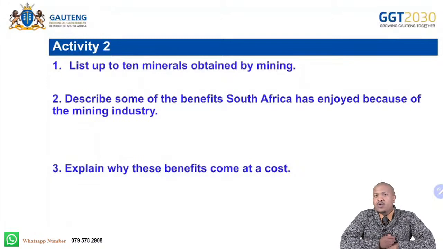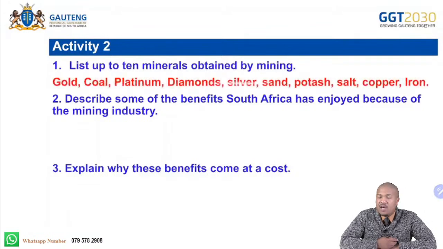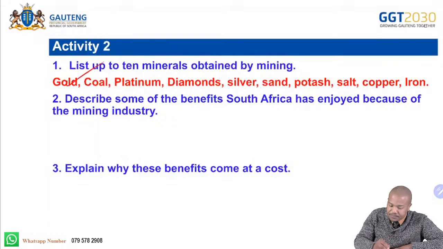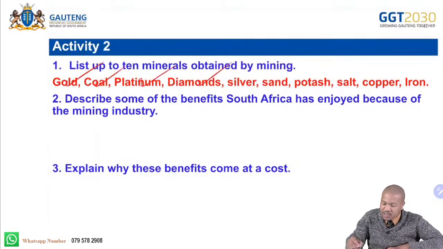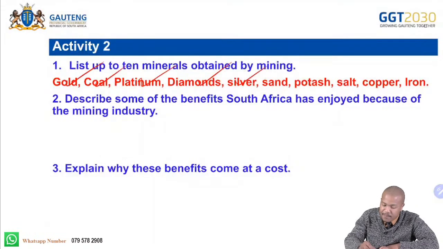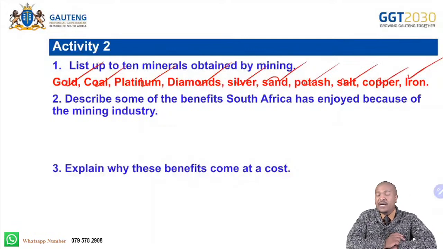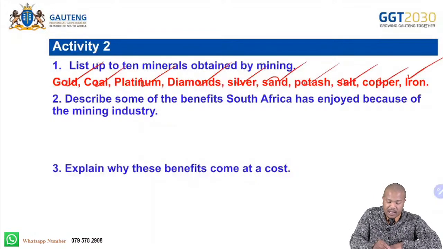Right, let's look at the solutions now. Number 1, list up to 10 minerals obtained by mining. Right, the answer is, let's start by mentioning the most common: gold, coal, platinum, diamonds, silver, sand, potash, salt, copper, and iron.